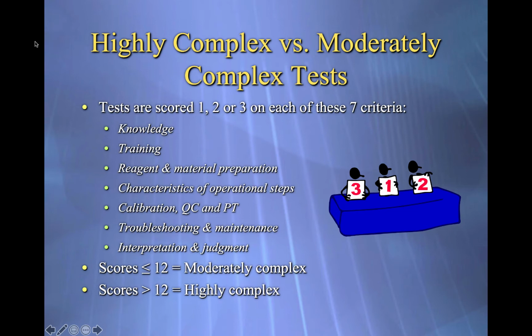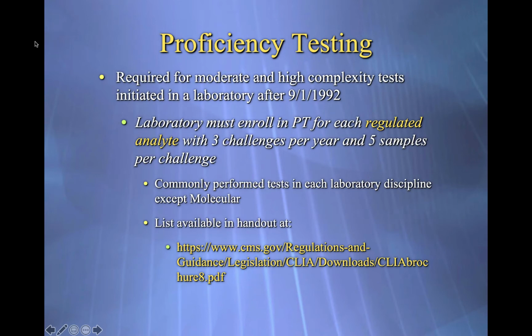Okay, so how do you tell between a high complex and a moderately complex test? Well, there's 7 criteria the FDA uses: the knowledge required to do the test, the training required, how much reagent material preparation is there, what are the characteristics of the operational steps, calibration, quality control, and proficiency testing, troubleshooting and maintenance, interpretation and judgment. So they score each one of those 7 things, a 1, 2, or a 3, total up the score, and a test with a score of less than or equal to 12 is moderately complex, and a test with a score greater than 12 is considered highly complex, and that's how the FDA does it.